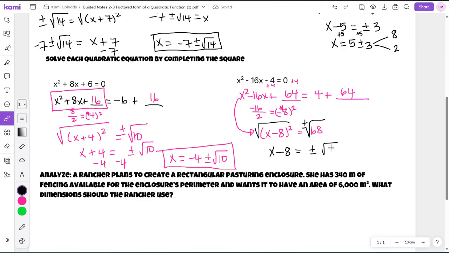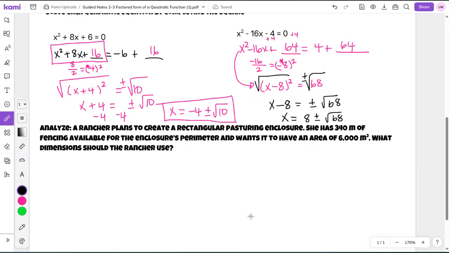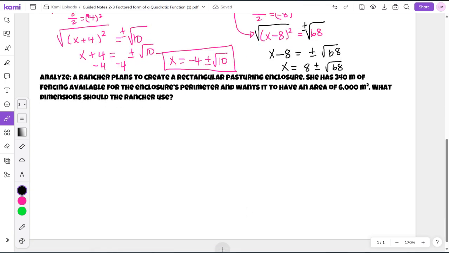And then I'm going to solve for x by adding 8 to both sides. And we can clean up the square root of 68, but for time's sake, I'm just going to leave it. And yeah, 4 will go into it, so you could simplify that for sure.